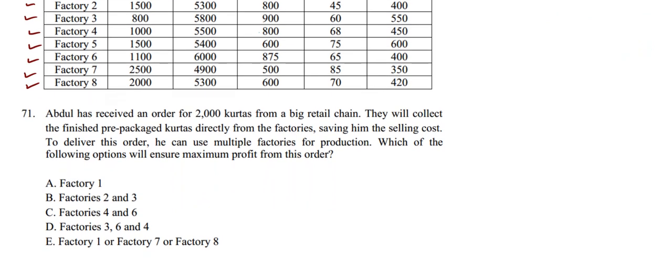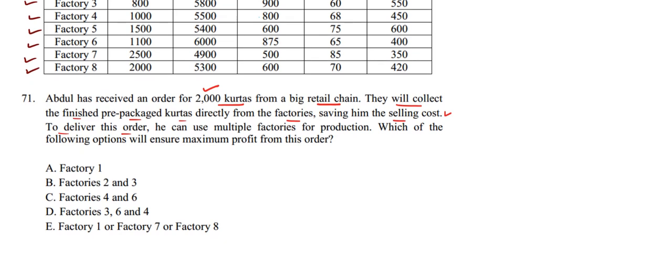Abdul has received an order for 2000 kurtas from a big retail chain. So today Abdul has got an order of making 2000 kurtas. Now they will collect the finished pre-packaged kurtas directly from the factory, saving him the selling cost. Okay, so they are going to collect the kurtas before their packaging from the factory itself, so Abdul need not pay for the selling cost. Now to deliver this order, he can use multiple factories for production. Which of the following options will ensure maximum profit from his order? So we have 5 options. We need to find in which option Abdul obtains the maximum profit.